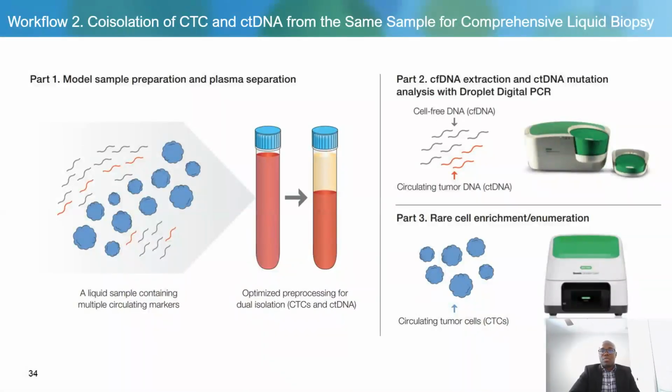So this is the second workflow of the protocol that was introduced earlier, showing the co-isolation of CTC and ctDNA from the same sample for comprehensive liquid biopsy. We went through the following steps. Step 1, model sample preparation and plasma separation, in which the blood sample is optimized and pre-processed for the dual isolation. Step 2 is the cfDNA, cell-free DNA extraction and ctDNA mutation analysis with ddPCR and bespoke mutation detection assays from Bio-Rad. Step 3 is the rare cell enrichment and enumeration.